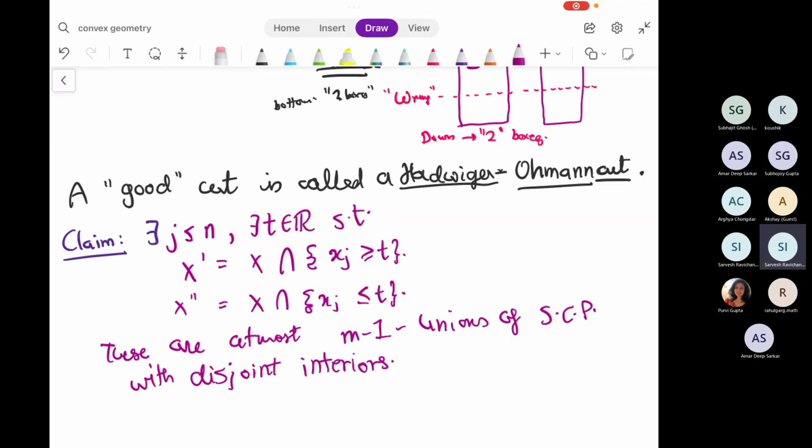Sorry. Somebody asked me to go up, so I'm just showing the claim a little more.